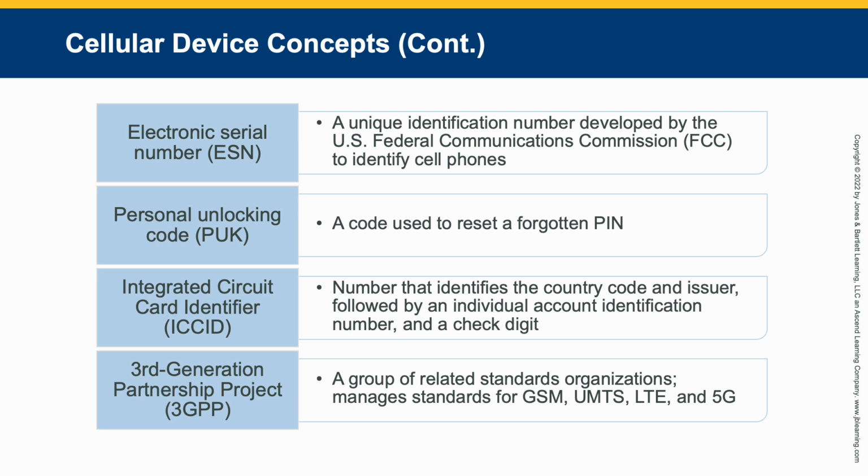Electronic serial number, or ESN, is a unique identification number developed by the U.S. Federal Communications Commission, FCC, to identify cell phones. Personal unlocking key, PUK, is a code used to reset a forgotten PIN. Integrated circuit card identifier, ICCID, is a number that identifies the country code and issuer, followed by an individual account identification number and the check digit. Third Generation Partnership Project, or 3GPP, is a group of related standards organizations that manages standards for GSM, UMTS, LTE, and 5G.